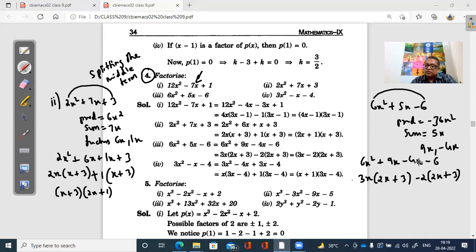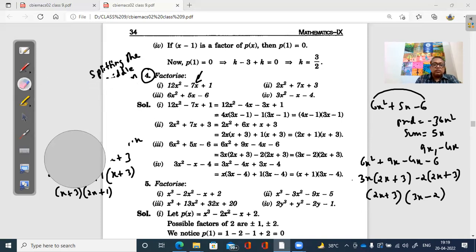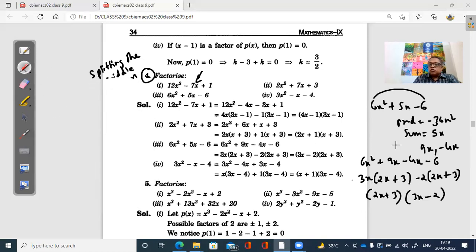Because when I open this, I should get back this. Now see, the brackets are the same. That means our factorization is correct. So 2x plus 3 comes out because that's common. And what is left here is 3x minus 2. So the answer will be 2x plus 3 and 3x minus 2. So you can do this third part like this.